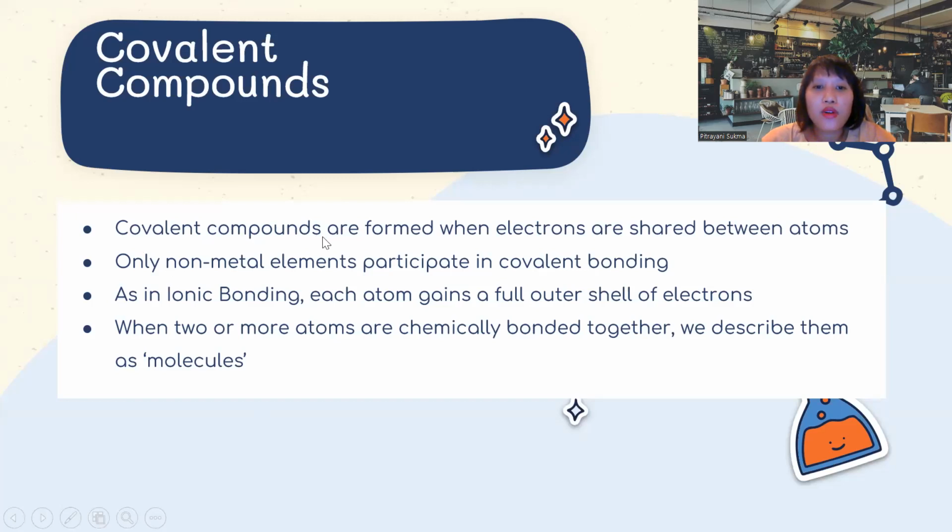So covalent compounds are made by covalent bonding. It is formed when electrons are shared between atoms. So only non-metal elements participate in covalent bonding. As in ionic bonding, each atom gains a full outer shell of electrons. When two or more atoms are chemically bonded together, we describe them as molecules.